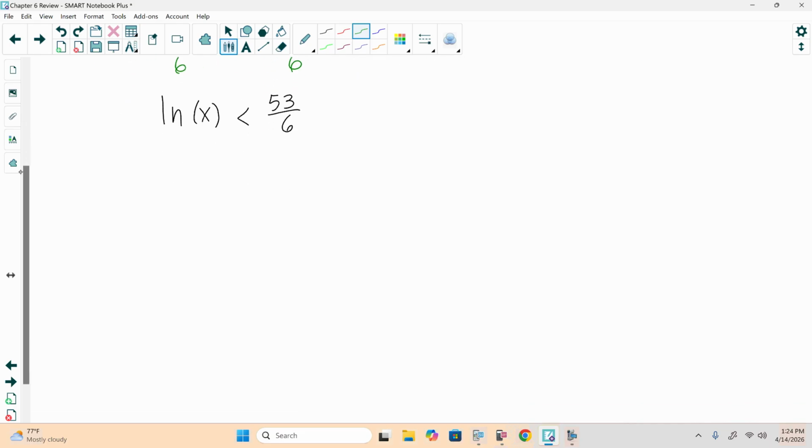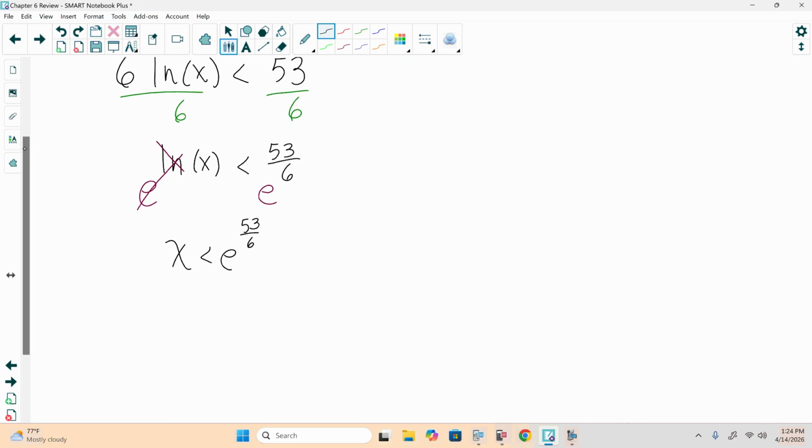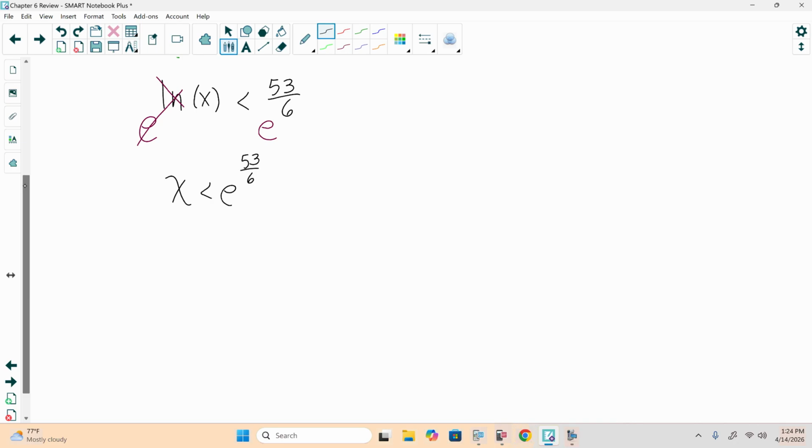Now to get x out of the logarithm, we need to put both sides to the base of e, telling me x is less than e to the 53/6. Questions on this here? Now we do need to check our restrictions.